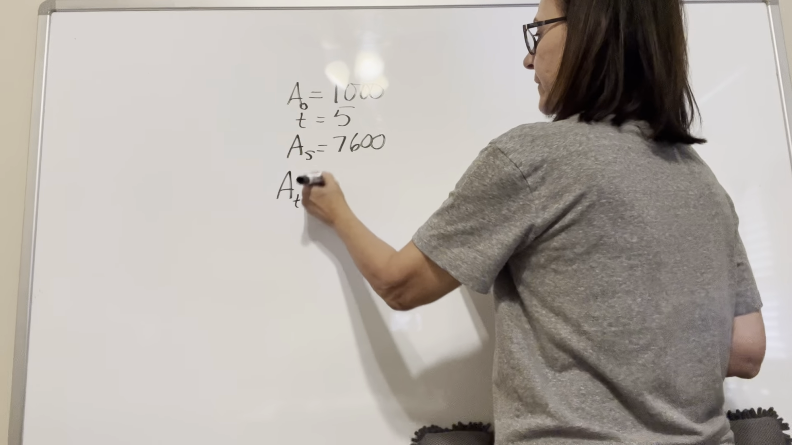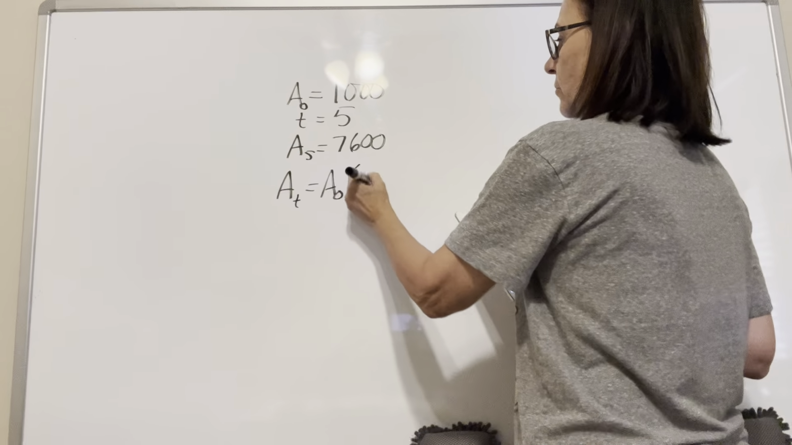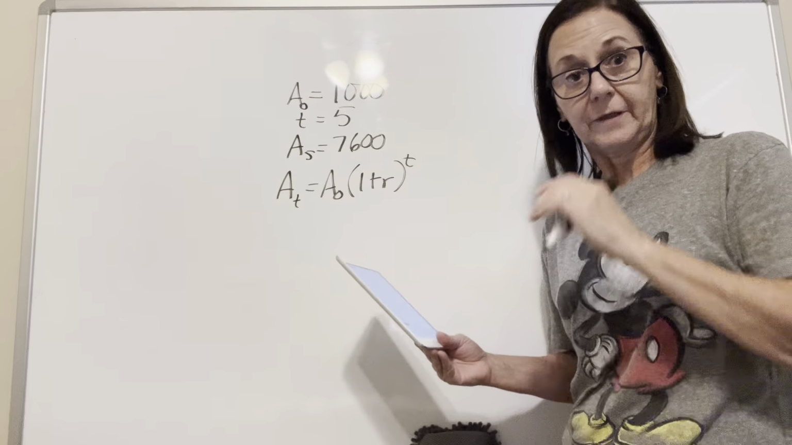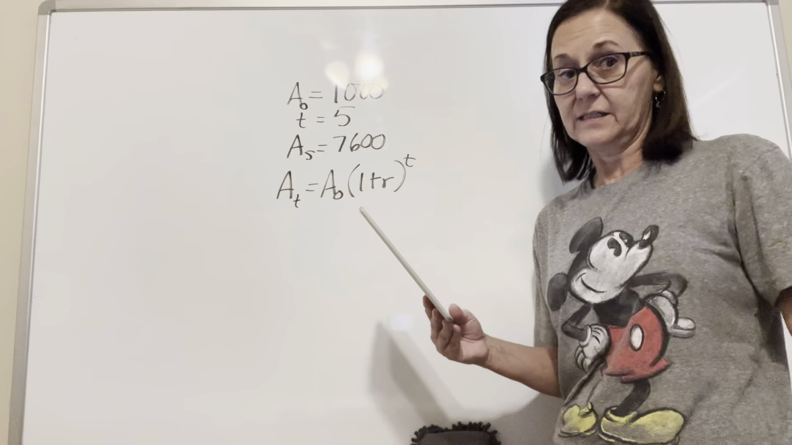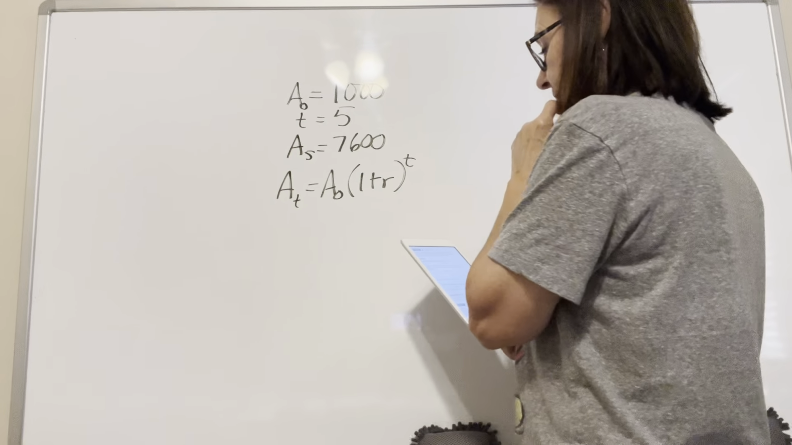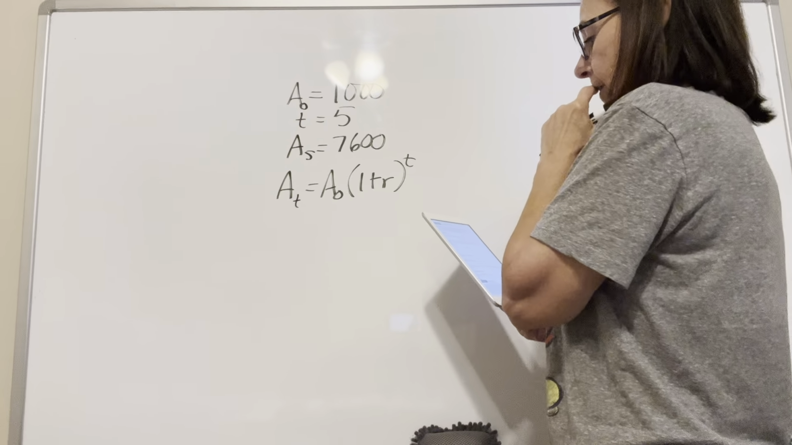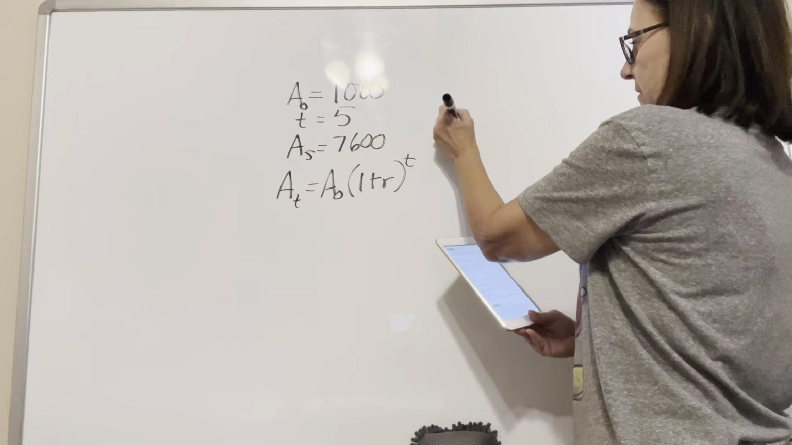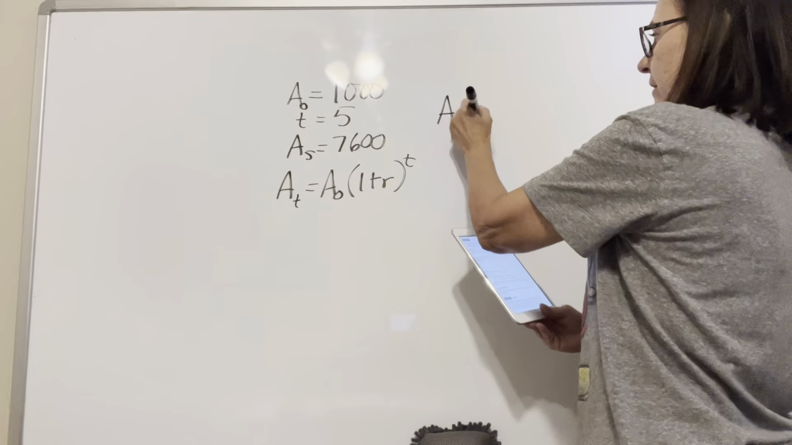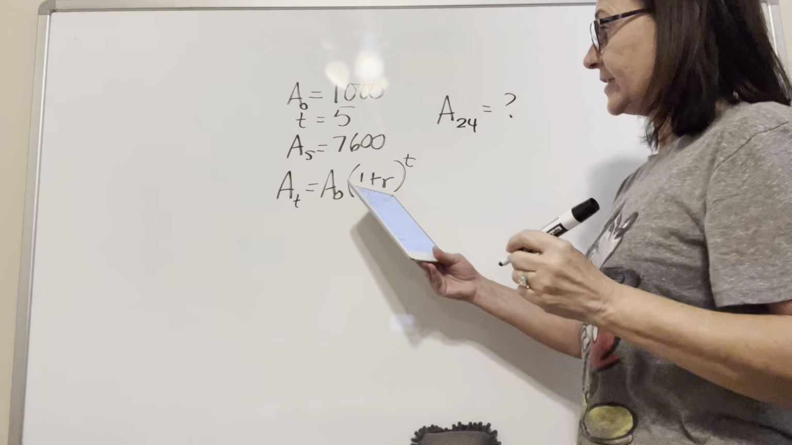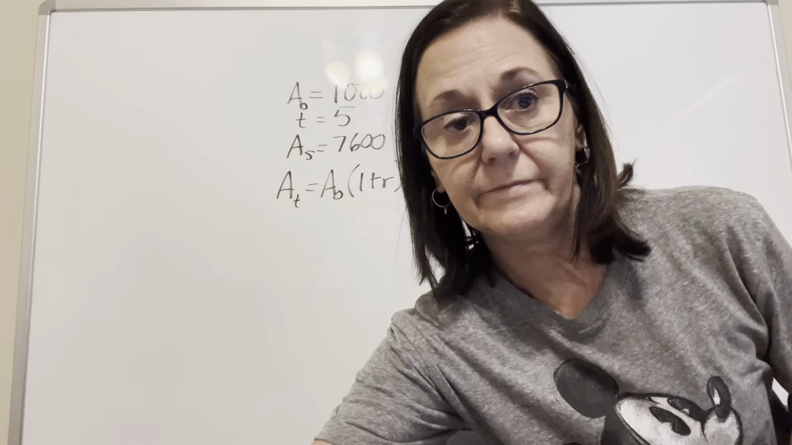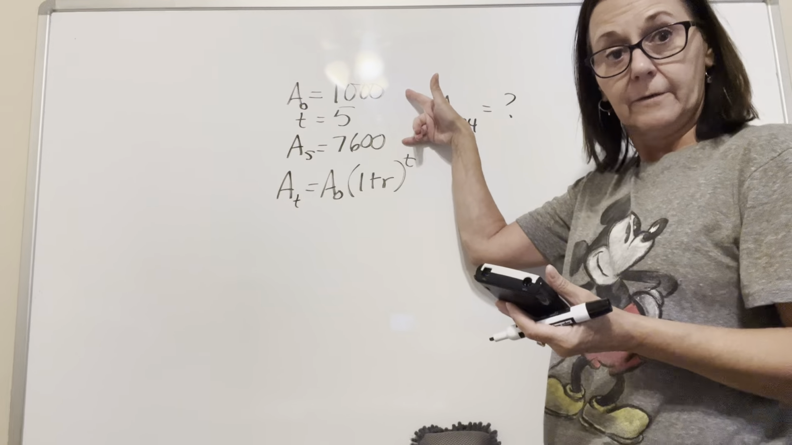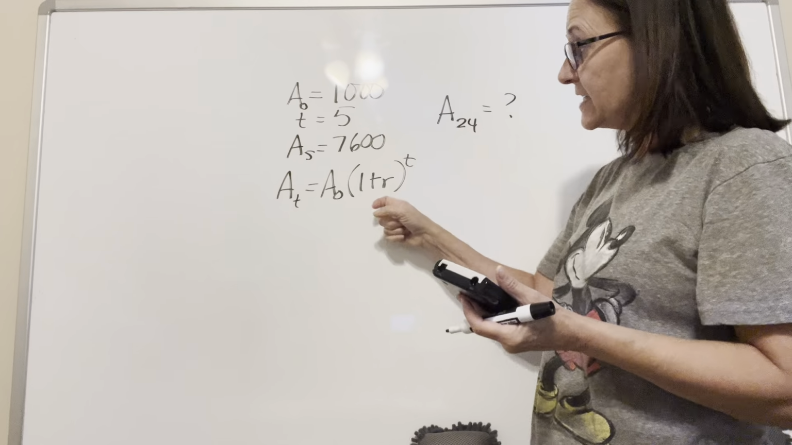Amount over time equals the original amount times 1 plus the rate to time. That's the exponential formula, right? That's not continuous. They didn't say continuous growth. All right, how many bacteria would there be? So I want to know the amount after 24 hours. So I don't have the rate. All right, so now I need to solve for the rate. But I can use this information. I have everything here except the rate.